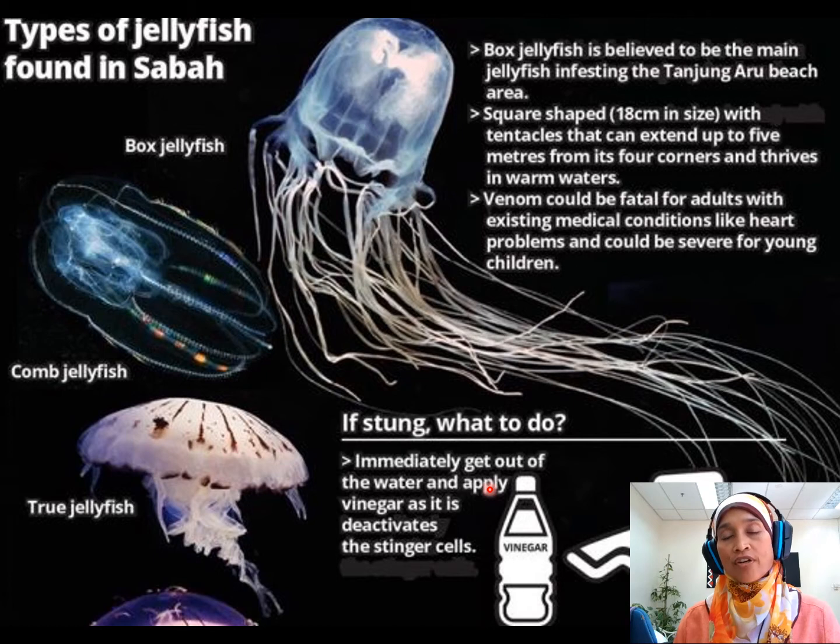This is an infographic of the types of jellyfish found in Sabah. This infographic was actually taken from one of the local newspapers here, and this is as recent as the last 5 years. So these describe the different kinds of jellyfish present in the waters of Sabah, as well as what to do when you have been stung by a jellyfish.